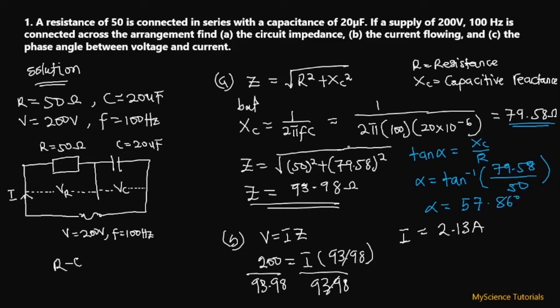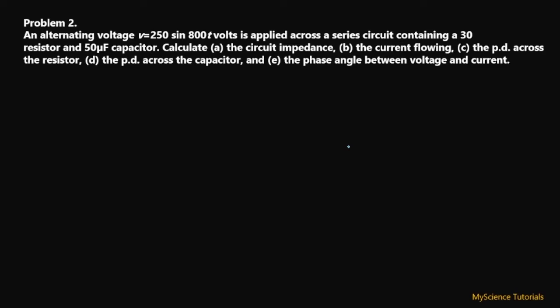Now let's have a look at another example. Problem number 2. An alternating voltage V, equal to 250 sine 800t volts, is applied across a series circuit containing a 30 ohm resistor and a 50 microfarad capacitor. We are to calculate A, the circuit impedance, B, the current flowing, C, the potential difference across the resistor, D, the potential difference across the capacitor, and E, the phase angle between the voltage and the current. So let's look at how we solve this particular problem.